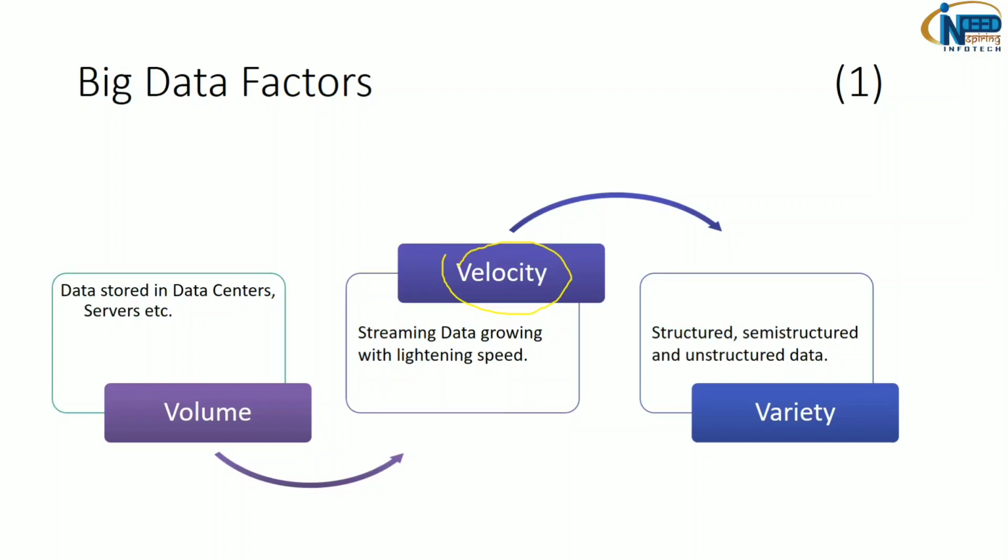You are standing in a traffic signal and there are cameras, data is being generated. You are visiting a hospital, there are sensors and cameras, data is generated. So that is streaming data, the live data which is being generated. Then variety, there are different types of data.